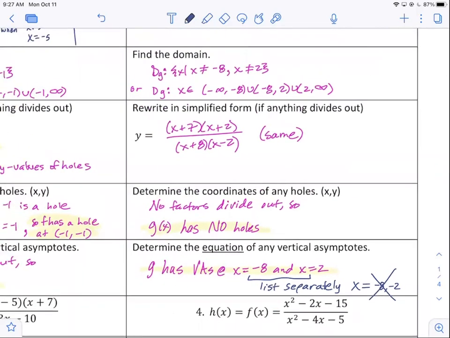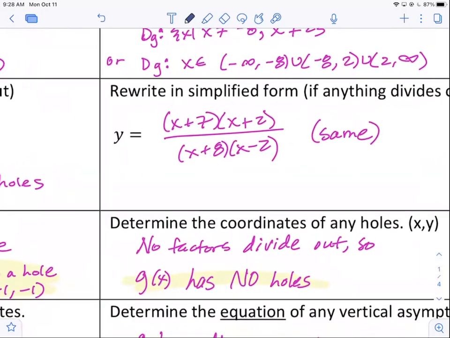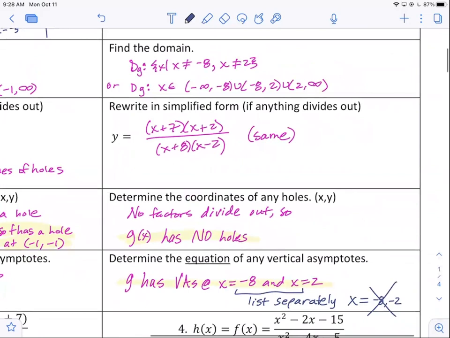Should be getting easier, right? All right, kicks and giggles. What are the 2 zeros or the 2 x-intercepts of f of x or g of x? -7 and -2. Since nothing divides out, the two values that make just the numerator 0 are the roots, -7 and -2. So you would set this equal to 0, and you would show me you're setting the numerator equal 0, and you'd say, okay, so g has x-intercepts or roots at -7, comma 0, -2, comma 0. Okay.